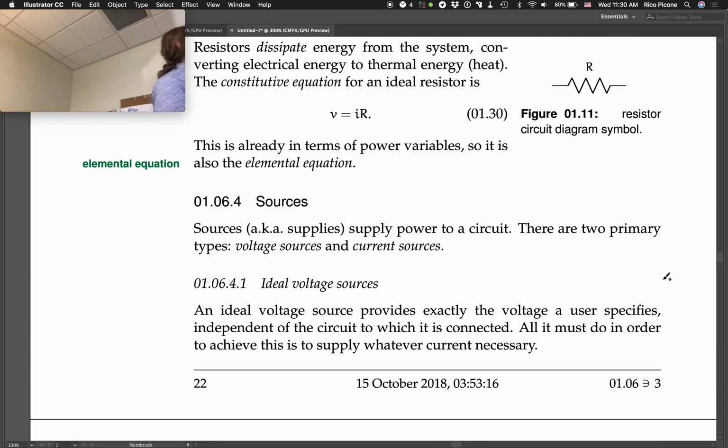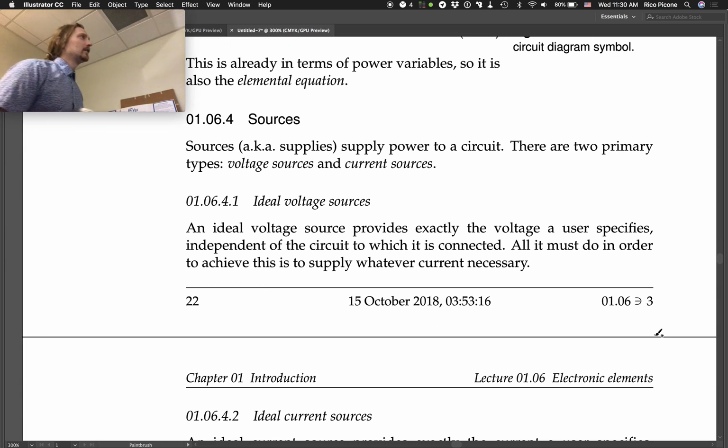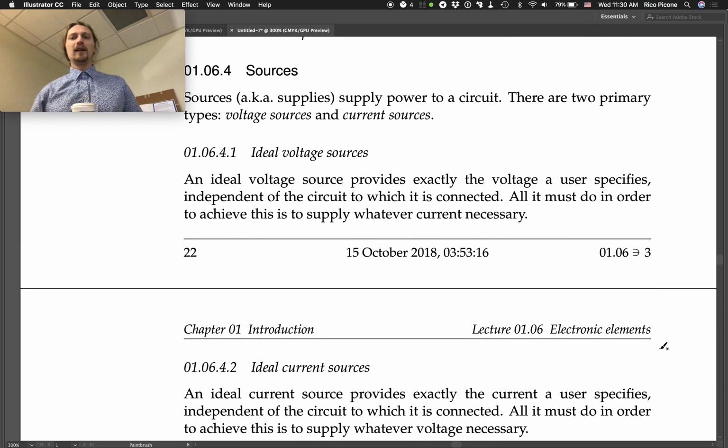Sources. Sources, aka supplies, supply power to a circuit. There are two primary types, voltage and current sources. Ideal voltage sources supply a voltage that the user specifies, independent of the circuit to which it is connected. So you set it to 5 volts, and it's 5 volts no matter what you connect it to, right? All it must do in order to achieve this is supply whatever current is necessary.